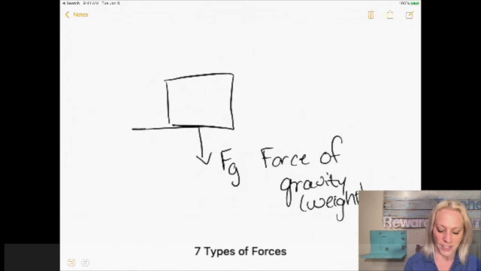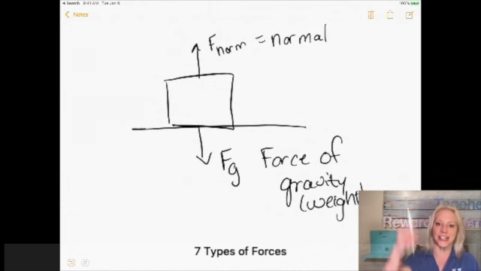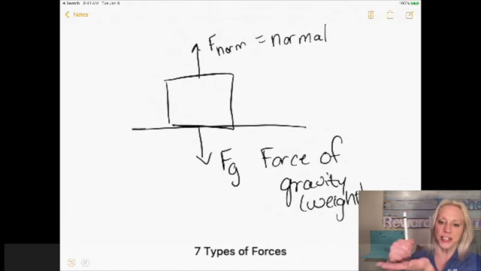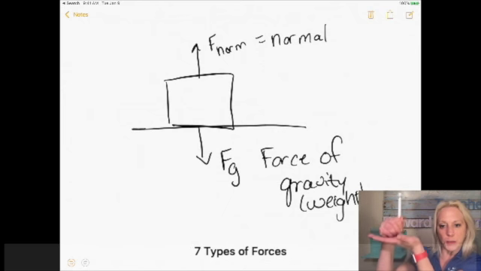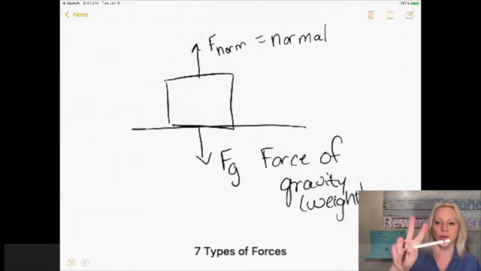And we said if it is laying on a flat surface, another one is force norm, or that means force normal. So if an object is resting and it is not falling down through the object, it is getting as much pushed back up as it is pushing down on the object. So they cancel each other out. So those are two: force gravity and force norm.